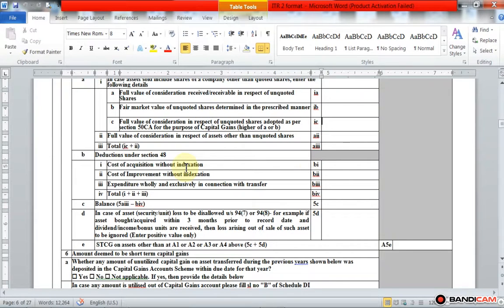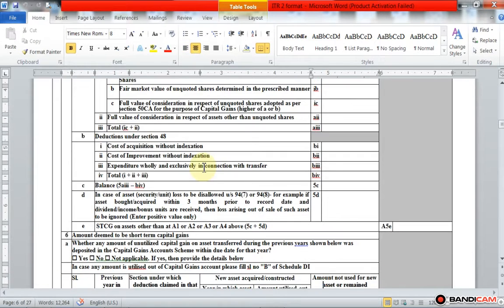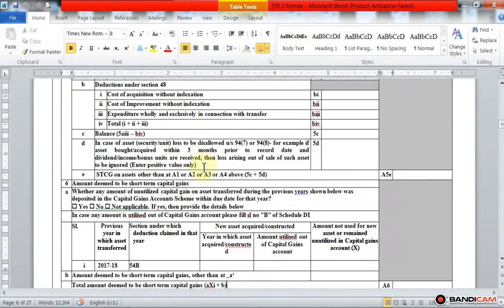Then we get a deduction from the total value. Deduction in respect of acquisition, improvement and expenditure. So we already discussed this part. Then we get the short-term capital gain on assets other than A1 or A2 or A3 or A4 above, 5C plus 5D.